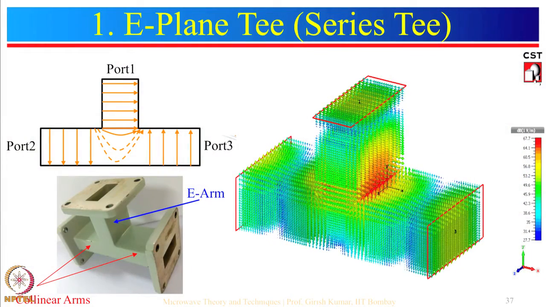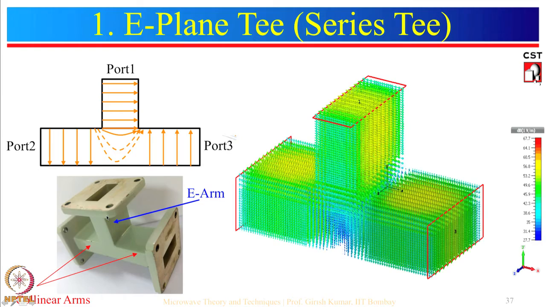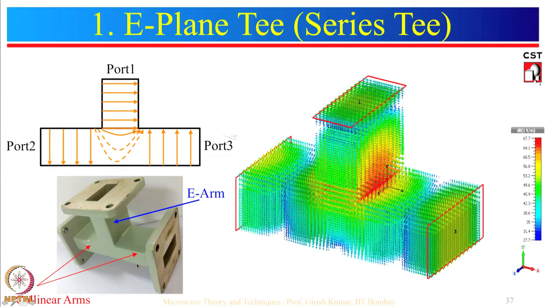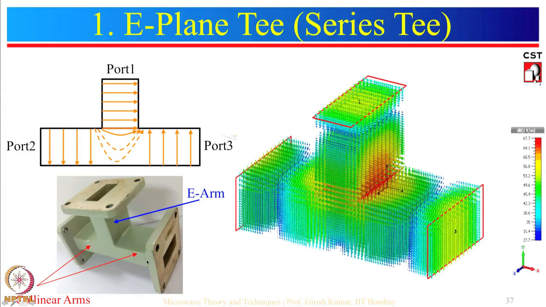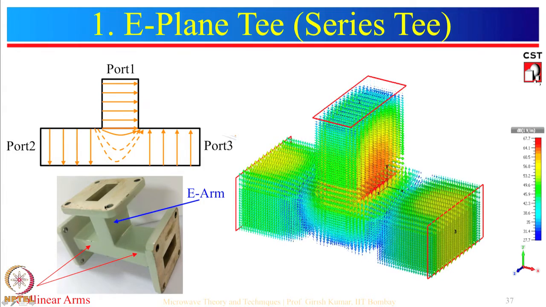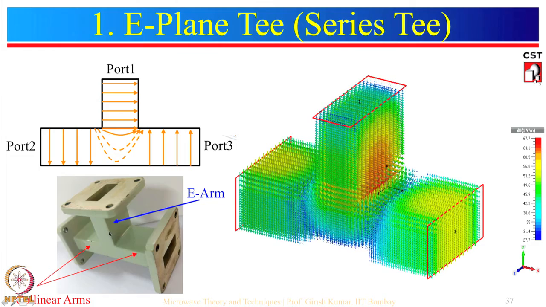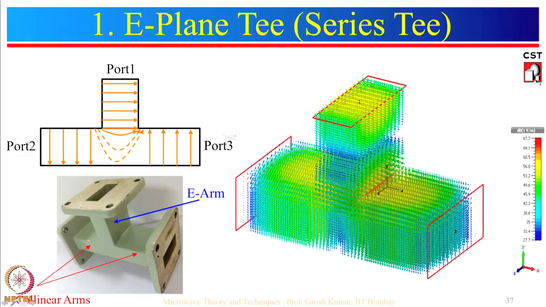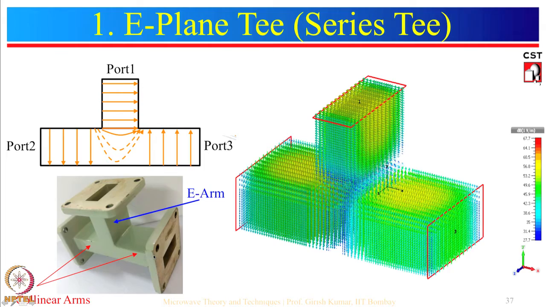So first we will have E-plane T. In the E-plane T, this is port 1, which is called the E arm, this is port 2 and this is port 3. These two are called collinear arms. If input is given to port number 1, then the power will be divided in these two ports, but the outputs at these ports will be 180 degrees out of phase.